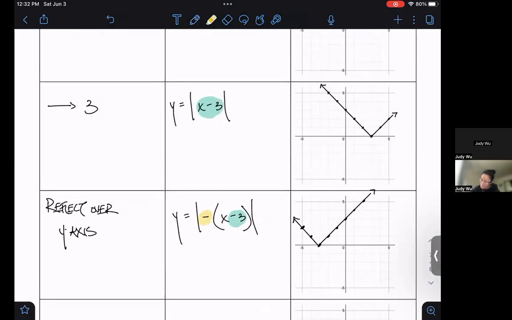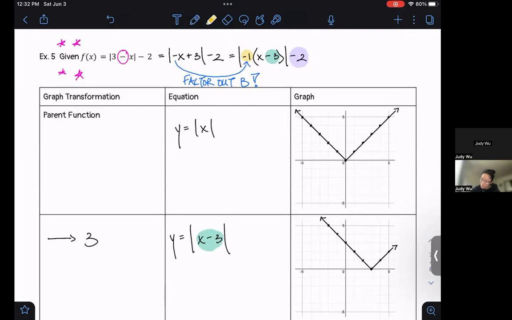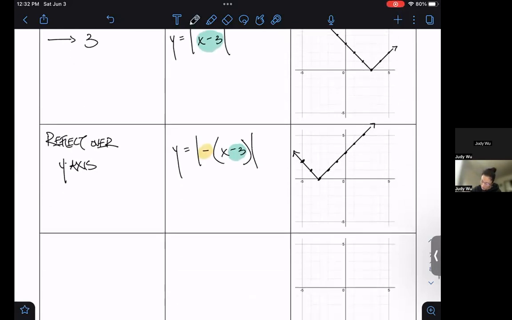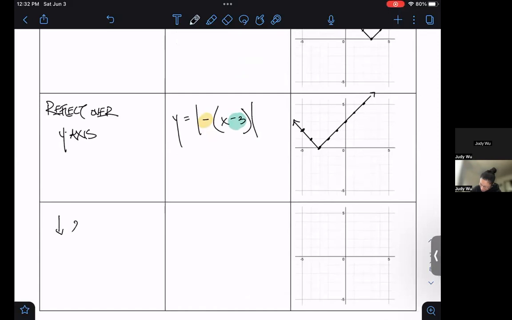All right. Last transformation here, this minus 2. Minus 2 is a D value. So that means we're moving the graph down 2. All right. So down 2, y equals negative x minus 3 minus 2. So our negative, that's our reflection.